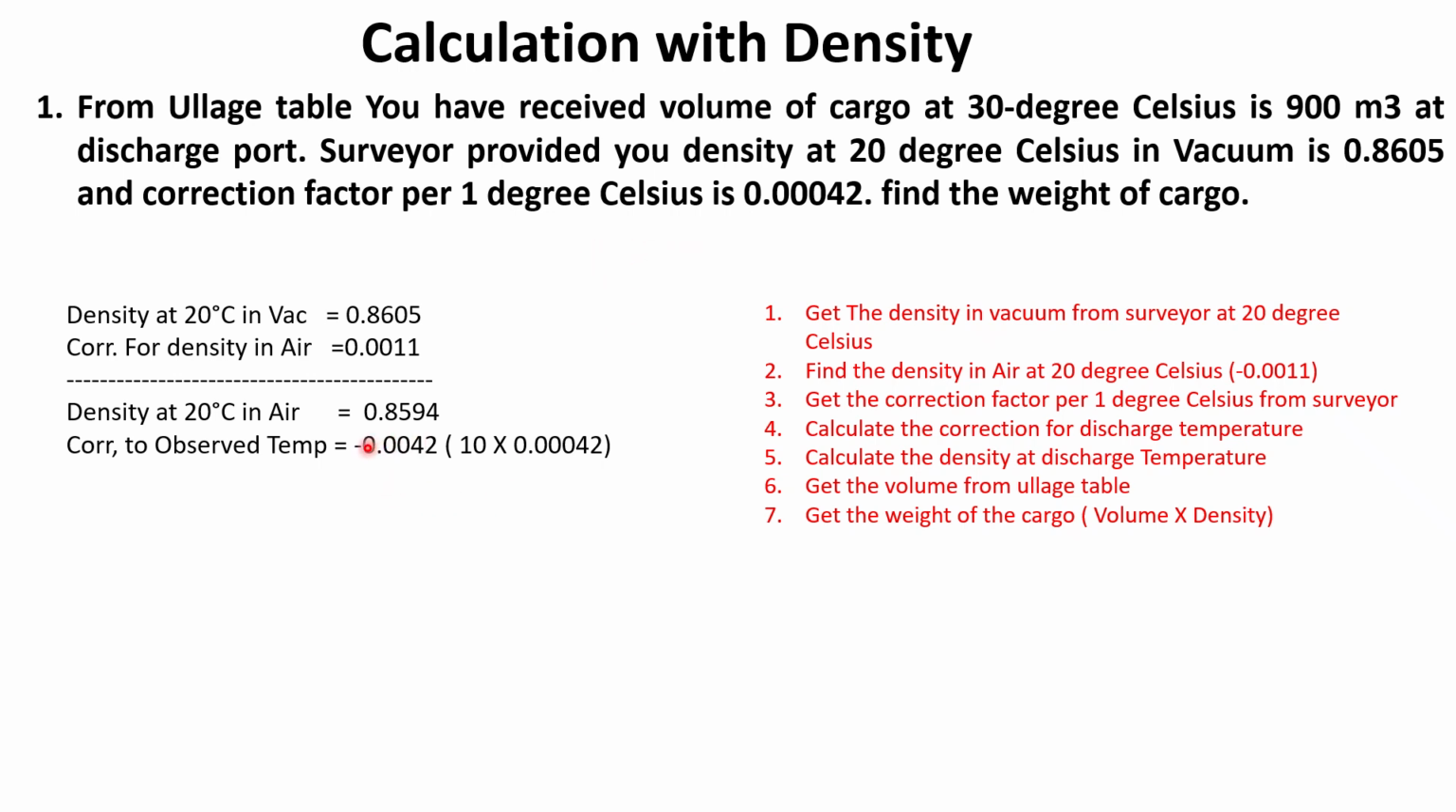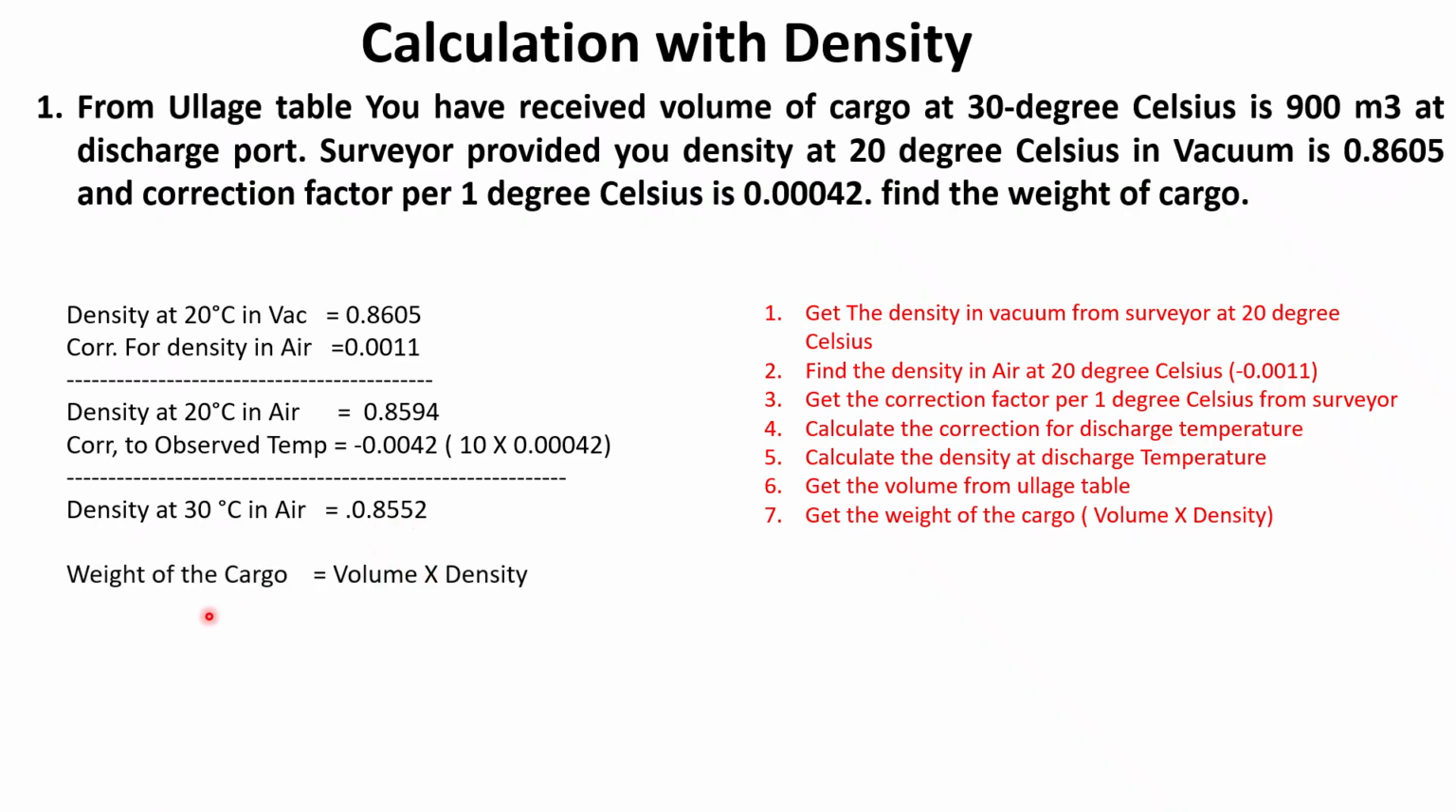And once you have got that correction factor, because your temperature is increasing, for that cargo most of the time the density will decrease, right? So you get the density in air at 30 degrees Celsius, and it is 0.8552, right?